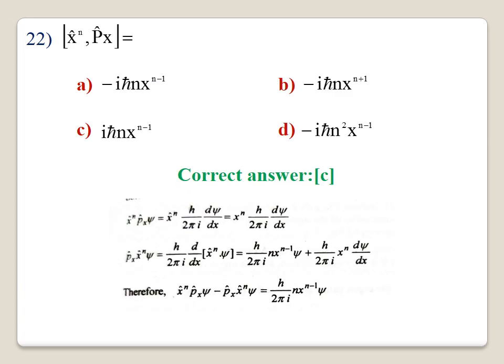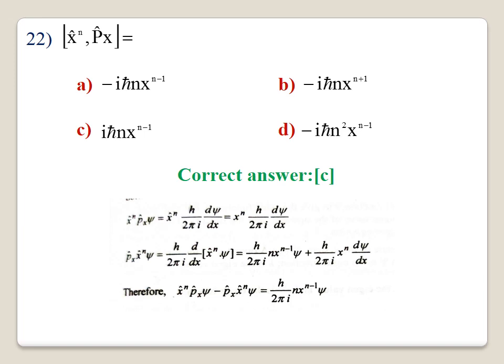Question number 22. Xⁿ pₓ ψ will be equal to? The correct answer is C. The explanation is given. First we have to calculate xⁿ pₓ of ψ. You substitute the value of pₓ: xⁿ (h/2πi) ∂ψ/∂x. You will get xⁿ (h/2πi) ∂/∂x.